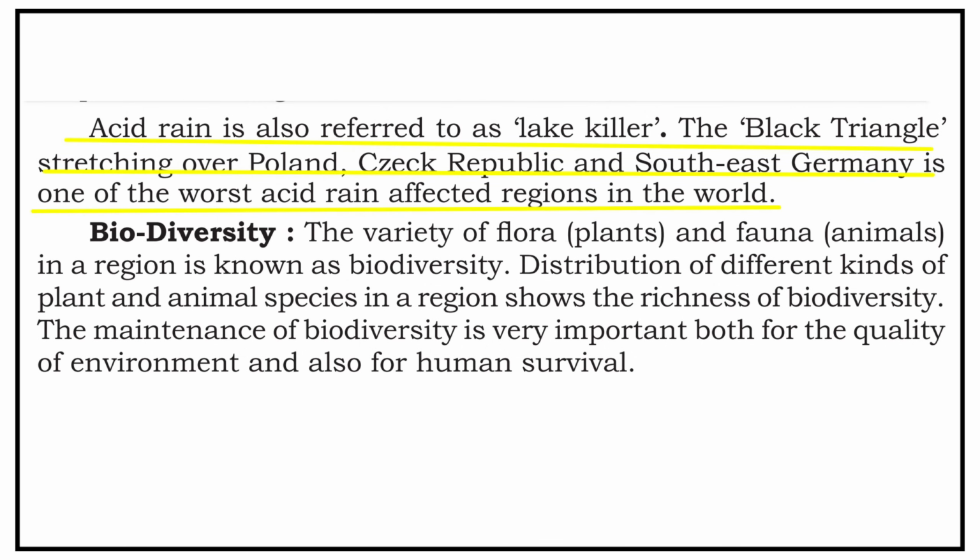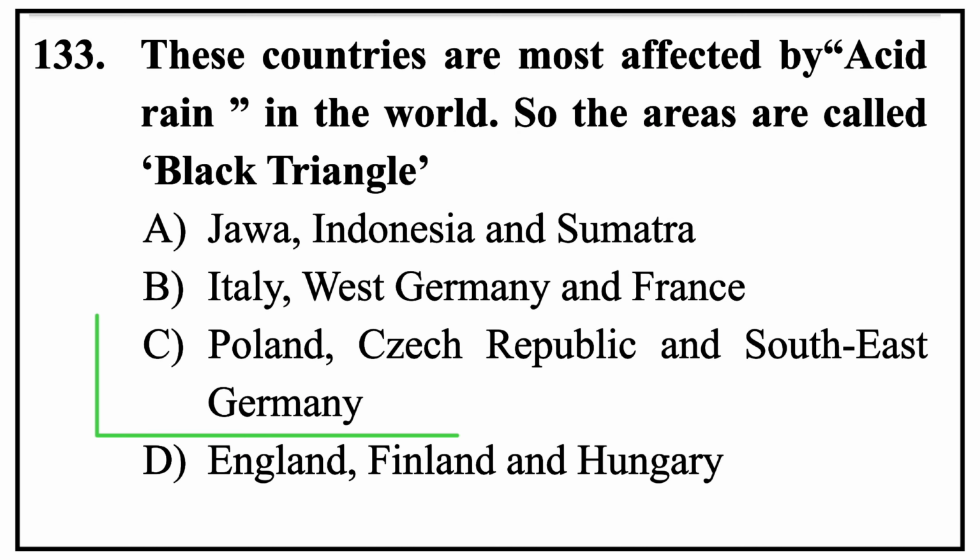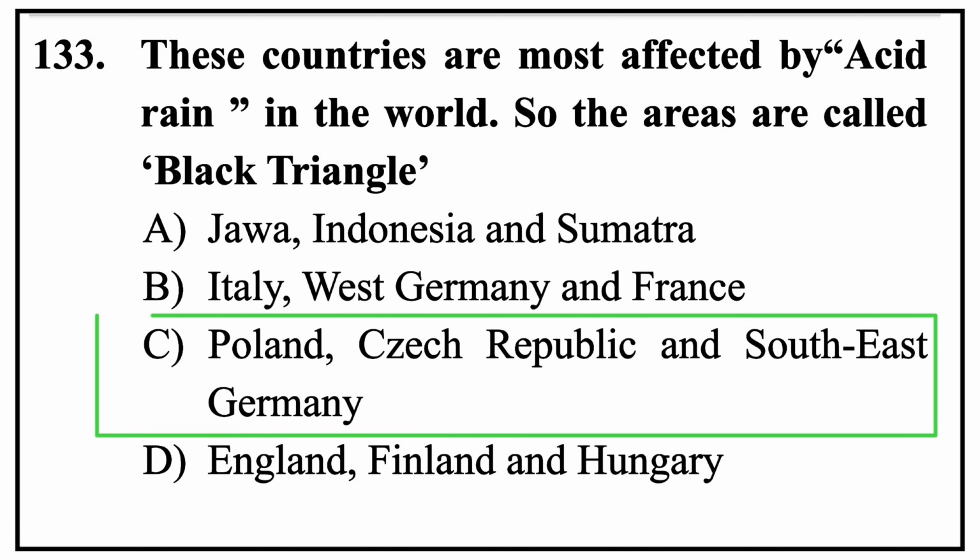Acid rain is referred to as the black triangle. Stretching over Poland, Czech Republic and Southeast Germany is one of the worst acid affected regions in the world. Our right option is C here. Poland, Czech Republic and South Germany.